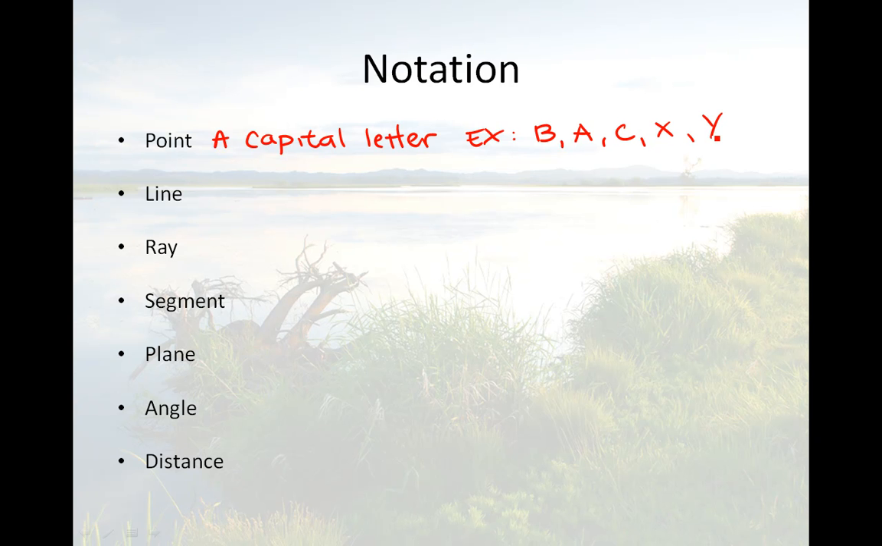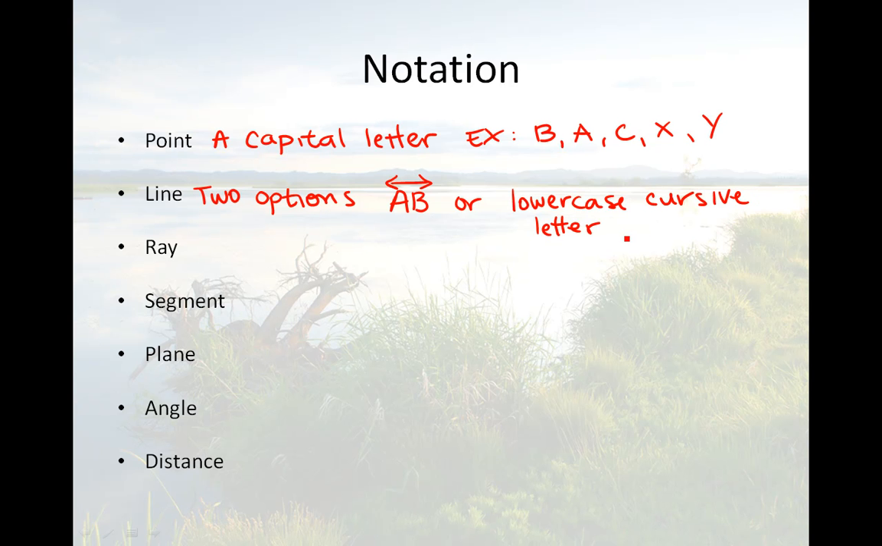Okay? A line is represented in two different ways. Either two capital letters with a line on top, and the two letters are points that are on that line, or it can be a lowercase cursive letter. So for example, L or M or O, those could all be lines. It has to be cursive, it has to be lowercase.